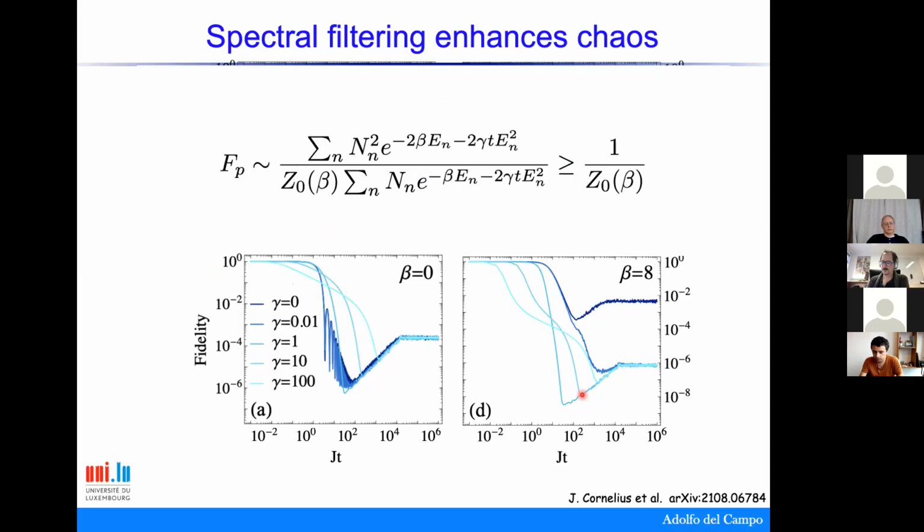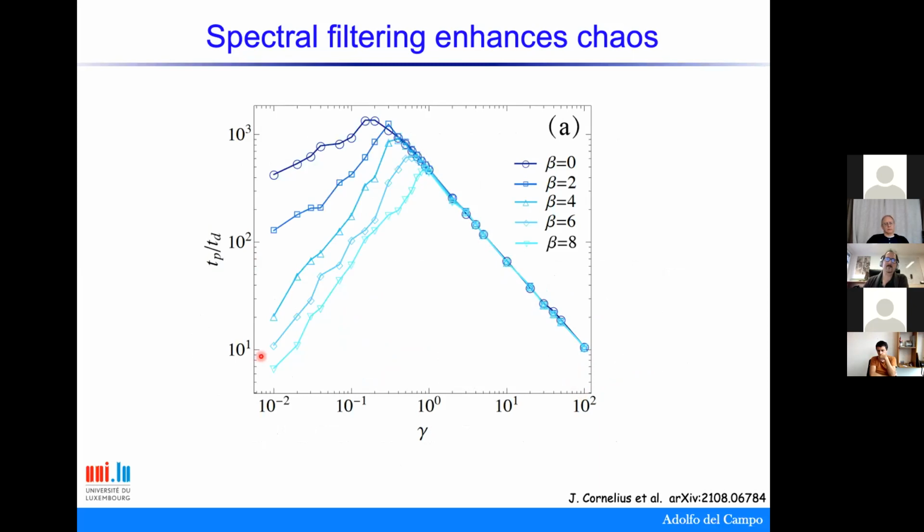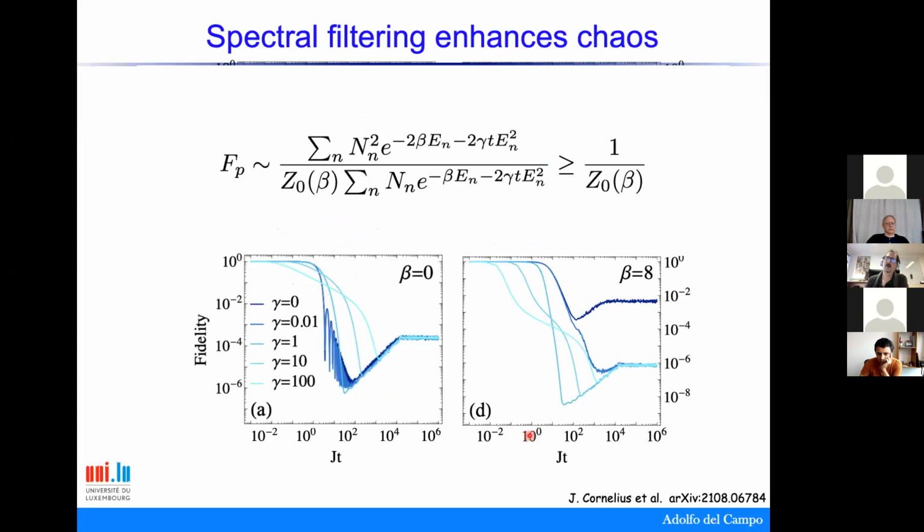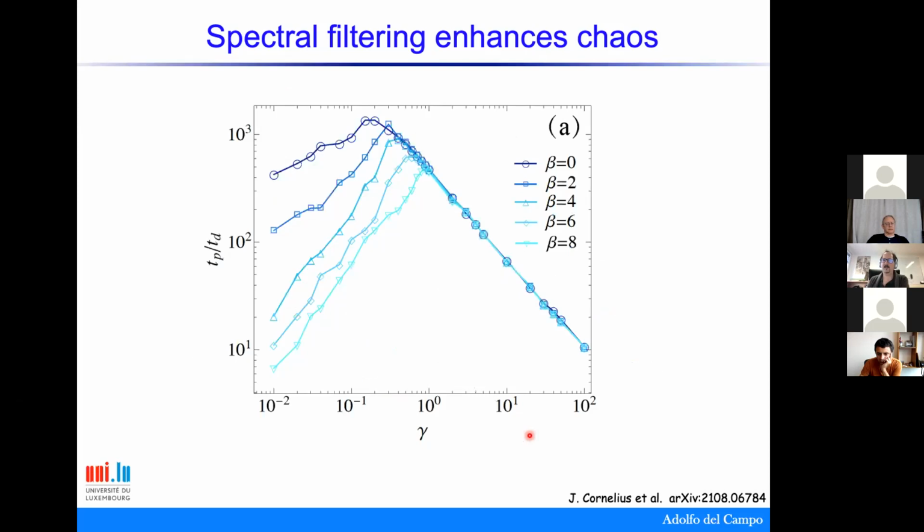So I can show you that for any given beta, I can enhance the extension of the ramp up to a given value, after which it decays. But what is important is the enhancement I can have here: for a given value of beta, I'm enhancing the extension of the ramp by up to two orders of magnitude. So this little ramp becomes two orders of magnitude larger when I do this spectral filtering that is naturally induced by balanced gain and loss. So this is the main point: we can use balanced gain and loss to enhance spectral correlations.